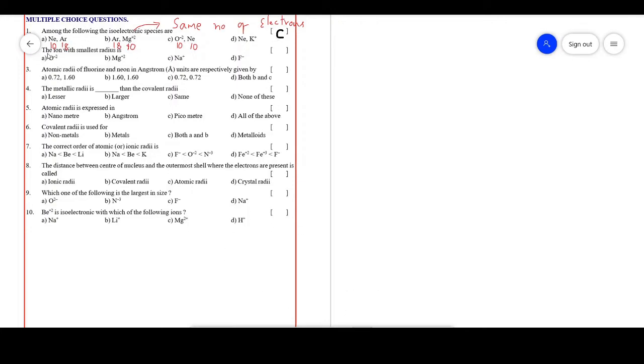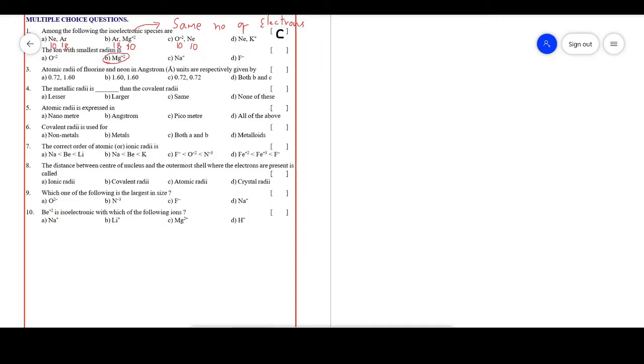Next, the second question: the ion with the smallest atomic radius. The given options are all isoelectronic species. This is having 10 electrons, Mg2+ is having 10 electrons, Na+ also 10 electrons, F- is 10 electrons. When isoelectronic species are given, the more the positive charge of the ion, the smaller is the size. So here the answer is magnesium.